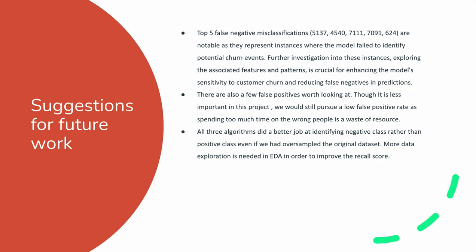There are also a few false positive cases worth looking at. Though it is less important in this project, we would still presume a very low false positive rate, as spending too much time on the wrong people is also a waste of resources. And just as my teammates have noted, all 3 algorithms did a better job at identifying the negative class rather than the positive class, even though we have oversampled the original dataset. More data exploration is needed in the EDA step in order to improve the recall score.